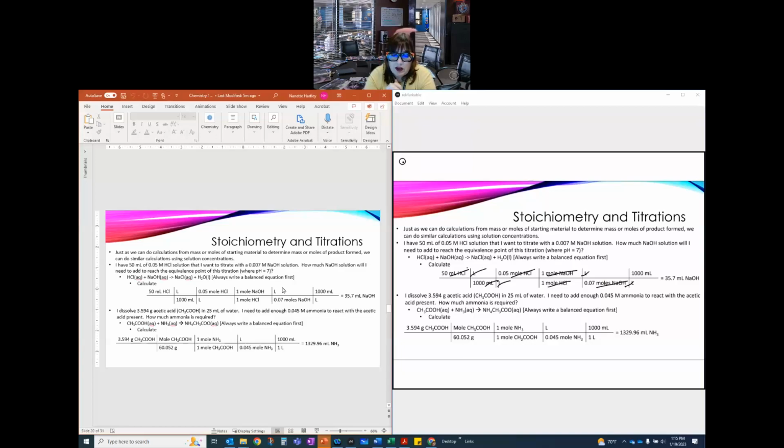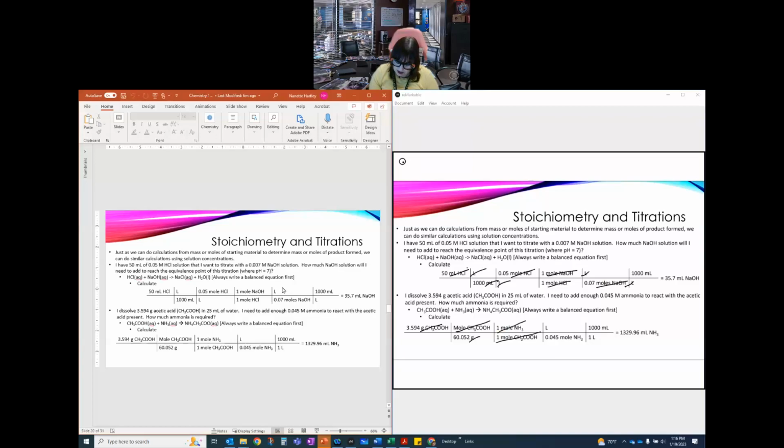So we take our 3.594 grams of CH3COOH and convert that to moles by dividing by the molecular weight. When I do that, that cancels the grams of acetic acid and gives me moles of acetic acid. But I don't want moles of acetic acid. I need to multiply by the molar ratio of NH3 to the acetic acid to get rid of the acetic acid and get to moles of NH3. But I don't really want moles of NH3 either. I want to know how much ammonia is required. So I need to know a volume.